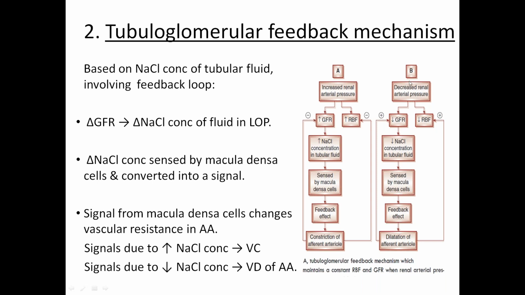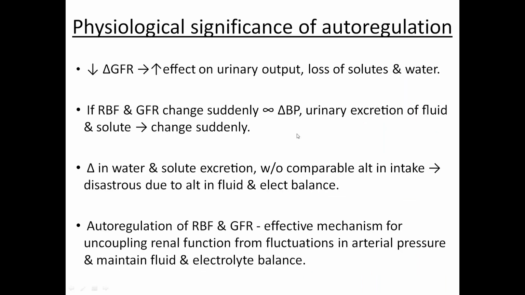Now in case there is decreased pressure, again there will be an effect on the sodium chloride concentration, which will be decreased in the tubular fluid, again sensed by macula densa cells feedback system, and this time there'll be dilation. So again, it will prevent the decrease of GFR and RBF, thereby keeping them constant in a range of, as I told you, 80 to 200 mm of Hg. This is the range in which this mechanism can operate.